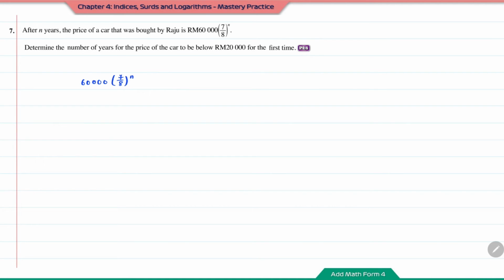And we want to know the n, which is the number of years, when the price of the car is less than 20,000. So first, I'm going to move this 60,000 to the right hand side. It's going to be 20,000 divided by 60,000, which is equal to 1 over 3. So here I cannot compare the power as I don't have the same base on both sides. So here I'm going to log both sides with log base 10.